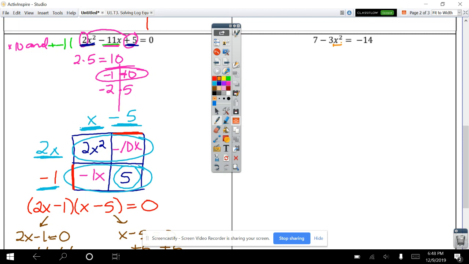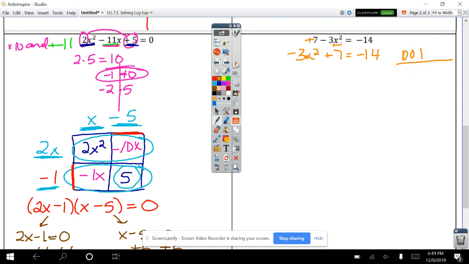So I'm going to want to set up a do-undo chart. It might help you to rewrite this a little bit. Notice that the 7 is positive, so you can put a little imaginary plus in front of the 7 because it's positive. And then the 3x squared is negative, and then it's equal to negative 14. With addition, we can always change the order of things. So I'm going to change the order of this to say negative 3x squared plus 7 equals negative 14. That is the same thing as the equation above. It's just going to make your do-undo chart a little bit easier. Okay, so I just changed the order of that.